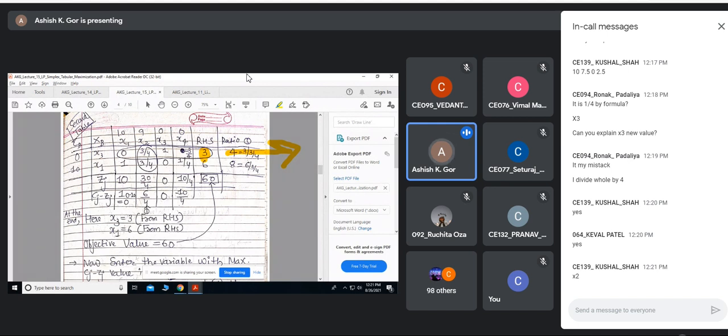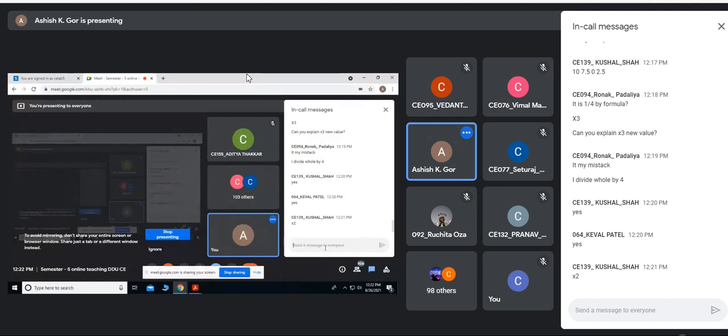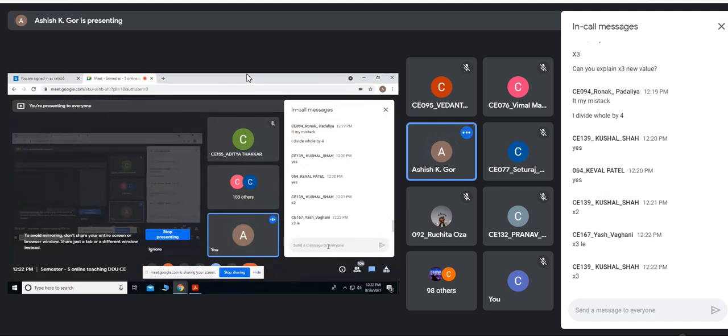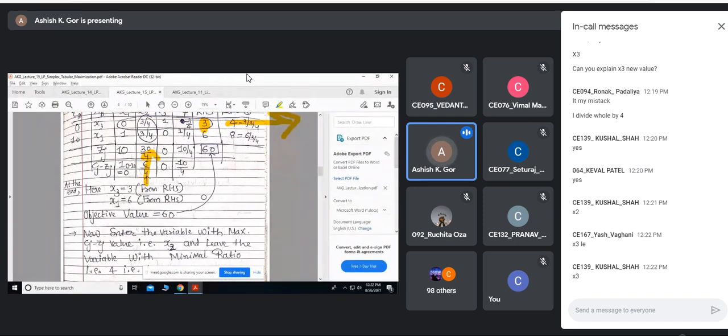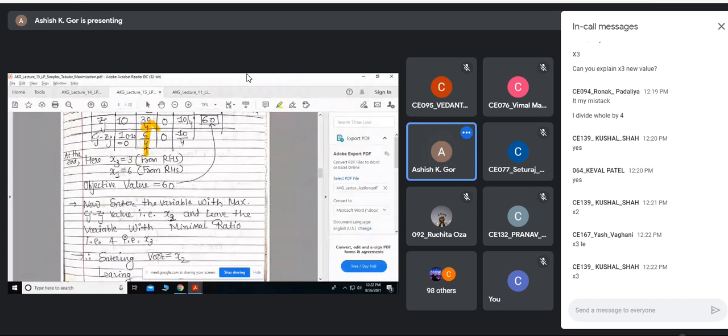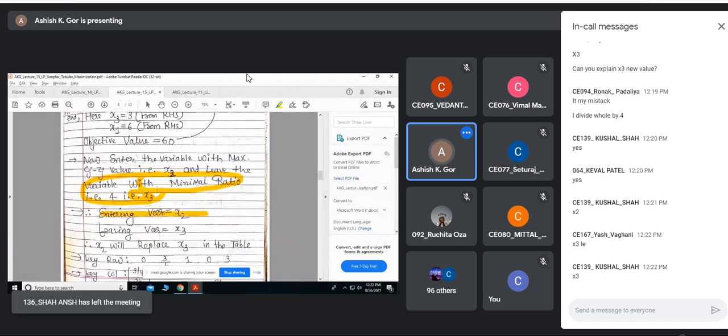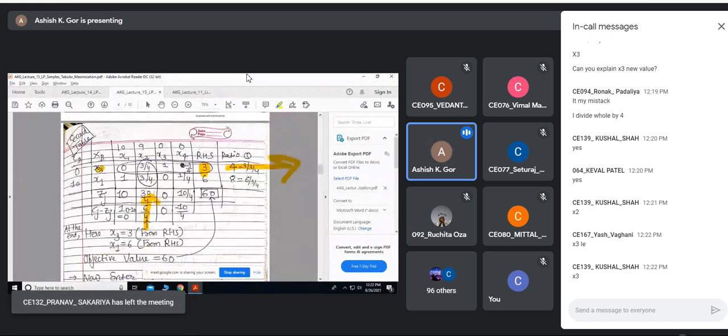So this is an entering variable x2, and which variable will exit? Kushal, Keval, Ronak, x3 will exit. Very correct. So x3 will leave the solution and x2 will enter the solution. Okay. Which means in place of this x3, you will have x2.